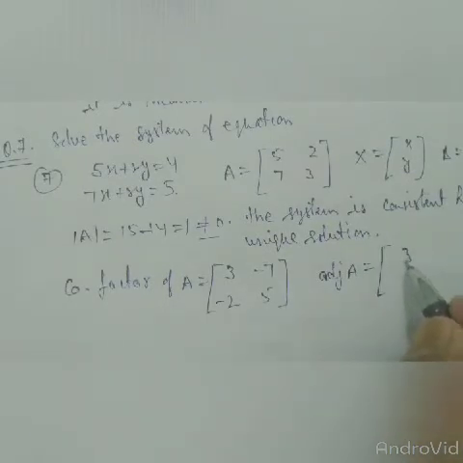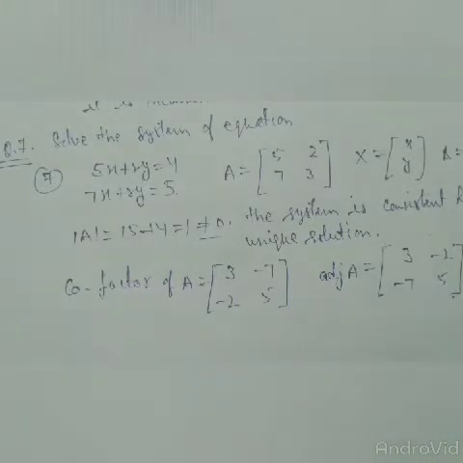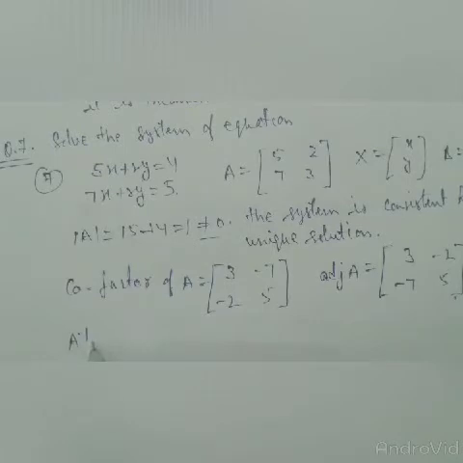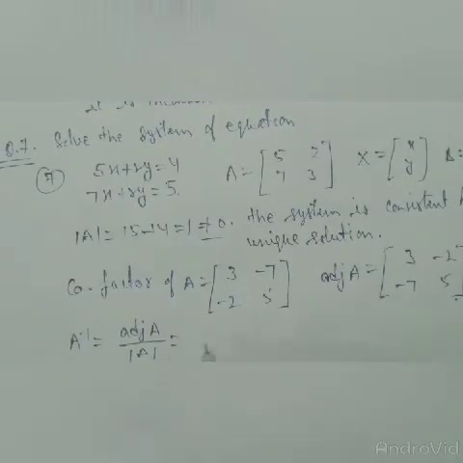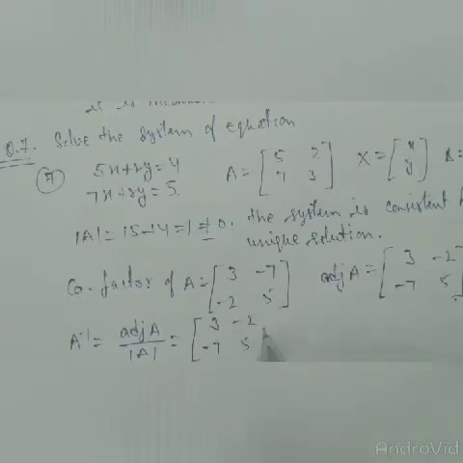Then the adjoint of A is 3, minus 7, minus 2, 5. Clear? So then A inverse equals the adjoint of A divided by the determinant of A. The determinant of A is 1. So A inverse is 3, minus 2, minus 7, 5.